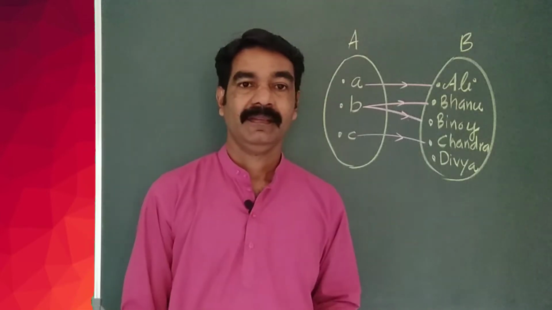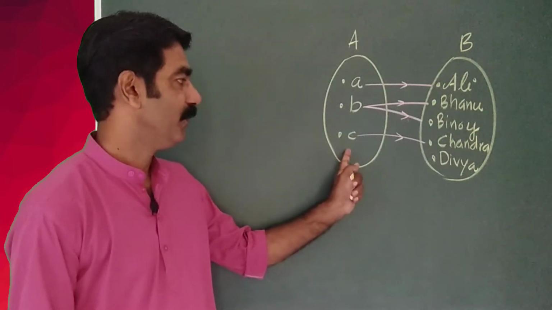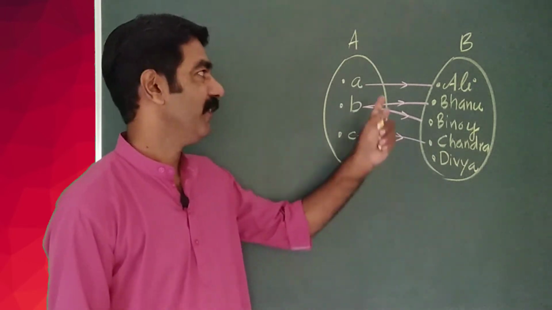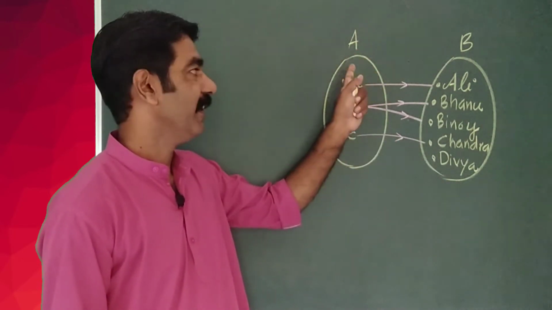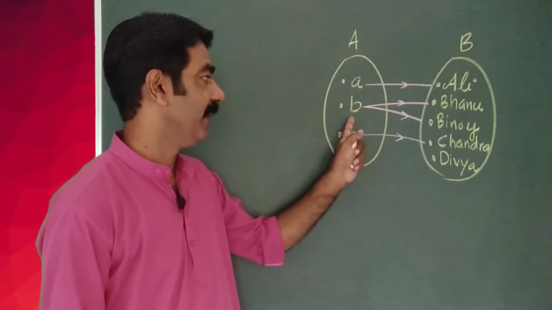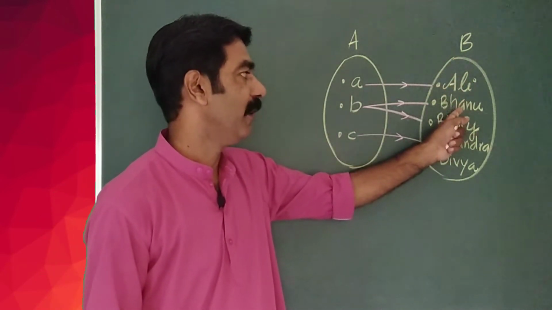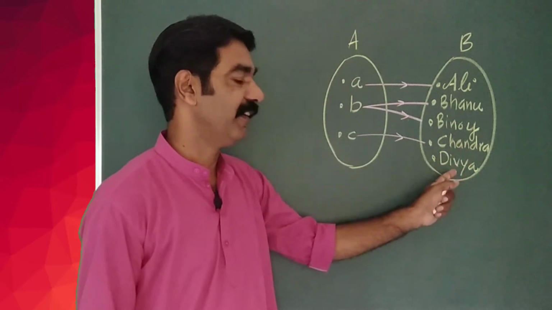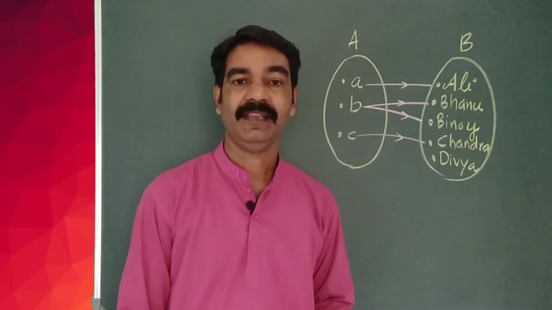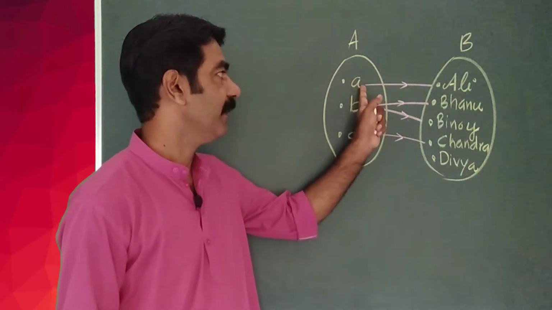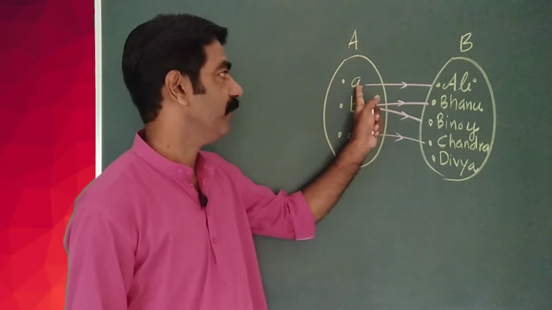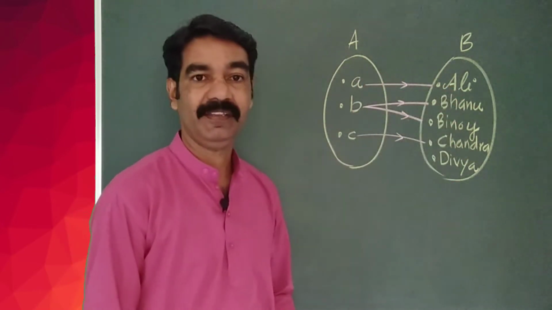Isn't it? See on the board. Here there are two sets. The first set is what? A contains what? A, B and C. The second set B contains what? Ali, Banu, Binoy, Chandra and Divya. The same example we consider. Okay. And here, see, A is related to what? Ali. A is what? The first letter of the name Ali.